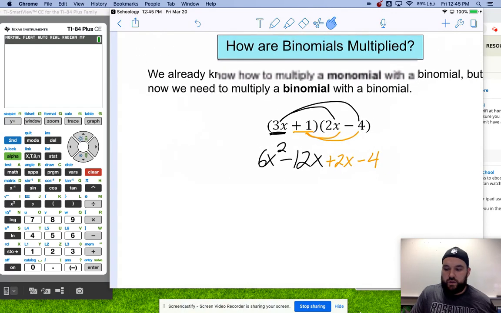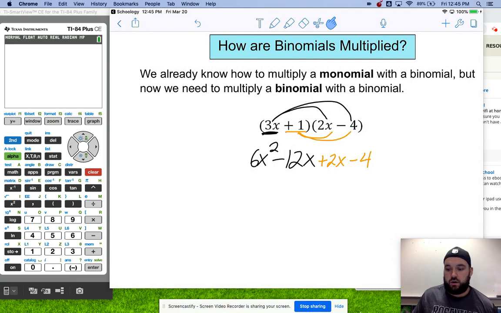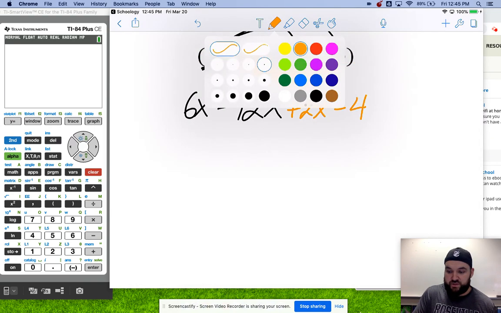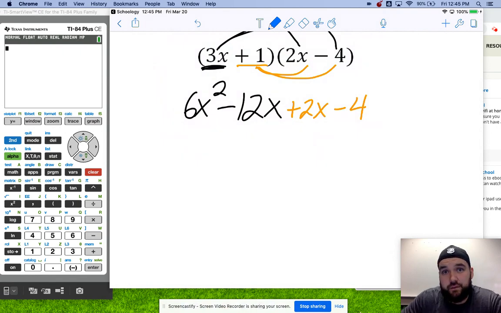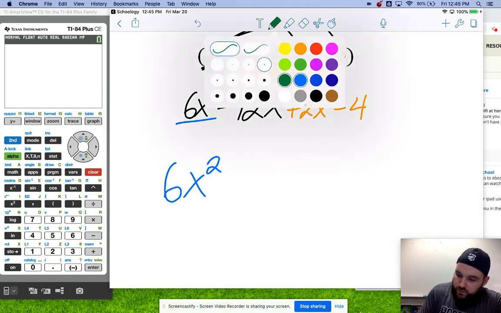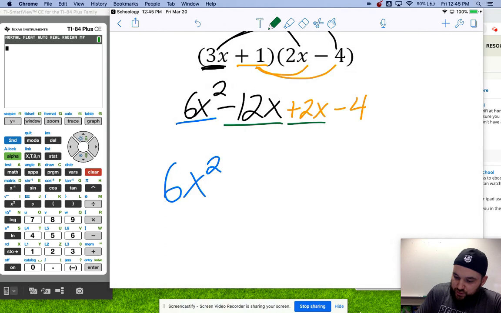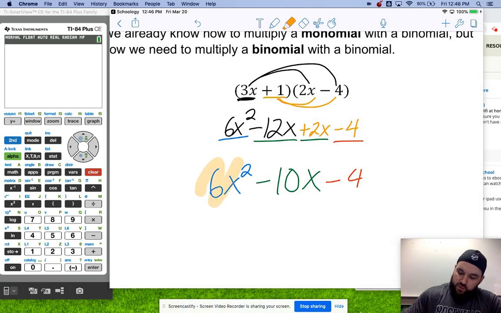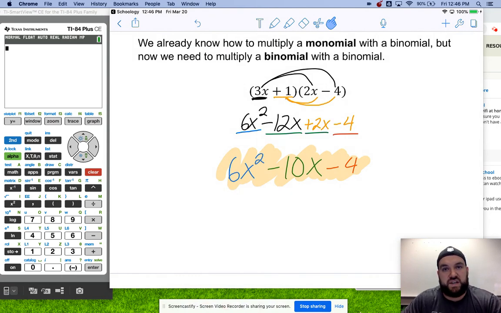Now here's where we get to do a little bit more work than we did prior. If you think about 2 terms times 2 terms, well, 2 times 2 is 4, and sure enough, I have 4 terms here. But can I combine any of the 4 terms together? 6x to the second, that's the only x squared I see. Minus 12x and plus 2x is going to be minus 10x. And then finally, to wrap this up, minus 4 is all by itself, so minus 4 just comes down. And so this right here is my final simplified expression.